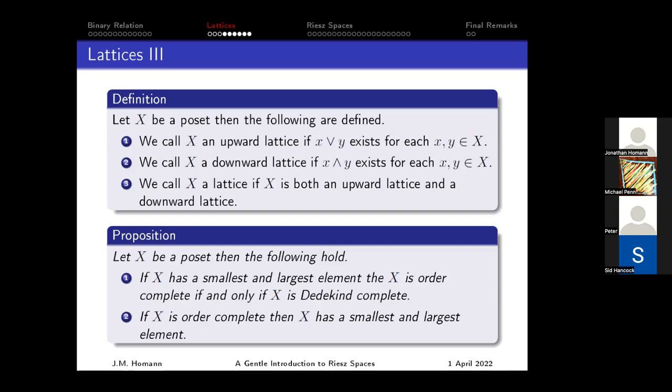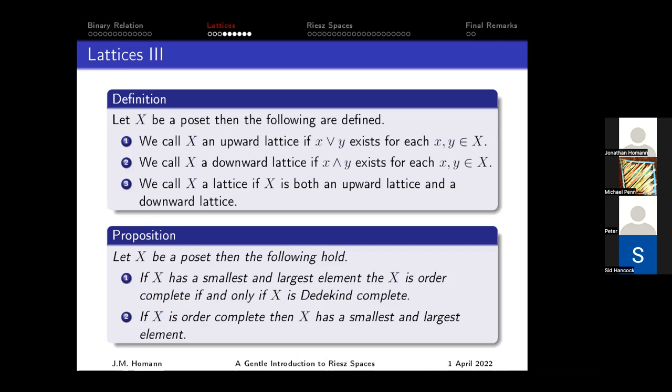And since by the definition of order completeness, every non-empty subset of an order complete set has supremum and infimum, it then gives us that every non-empty subset of X which is bounded above has supremum, and every non-empty subset of X which is bounded below has infimum, which means that X is Dedekind complete.